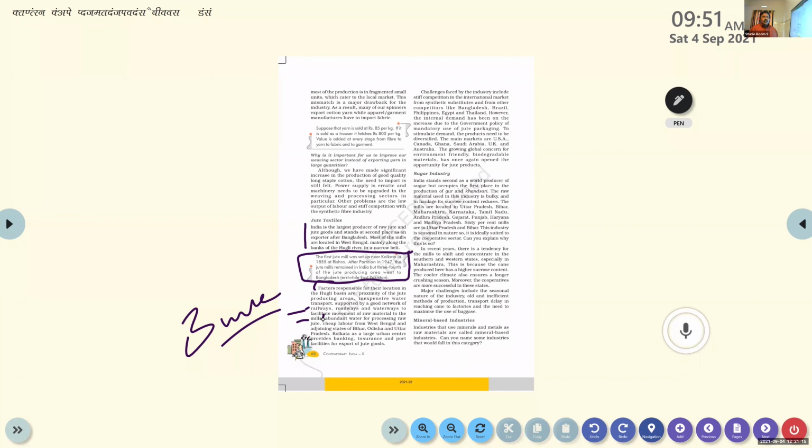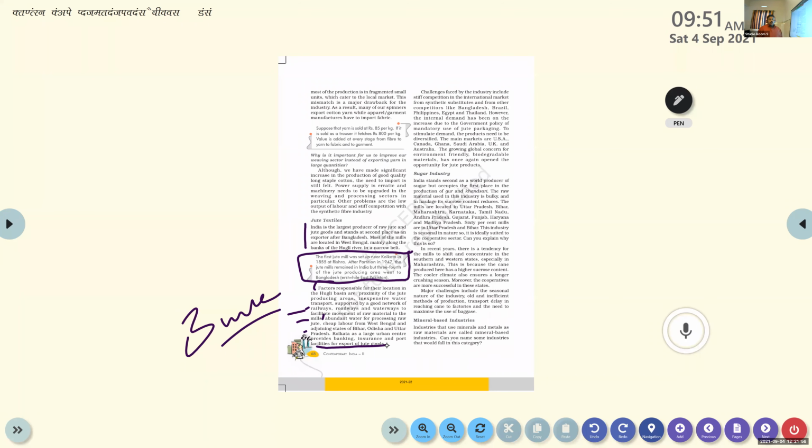Not only that, cheap labor availability. We already studied that for an industry, cheap and skilled labor is very important. Here, cheap labor is available from the state of West Bengal and the adjoining states of Bihar, Odisha, and Uttar Pradesh. Cheap labor is available in the same state itself and the adjoining states like Uttar Pradesh, Bihar, and Odisha. Underline that.